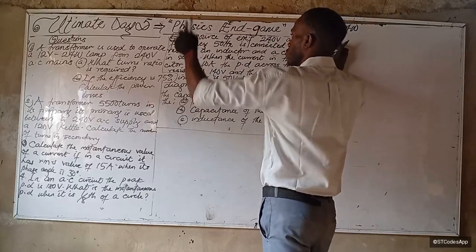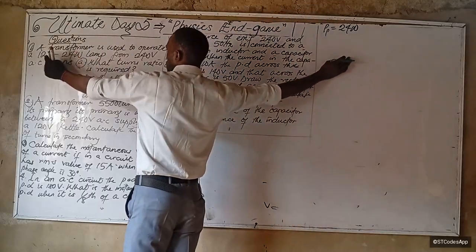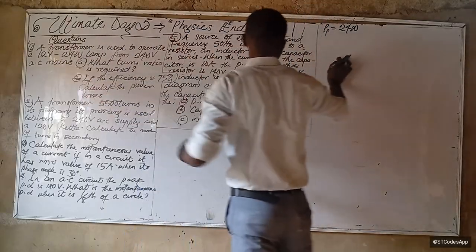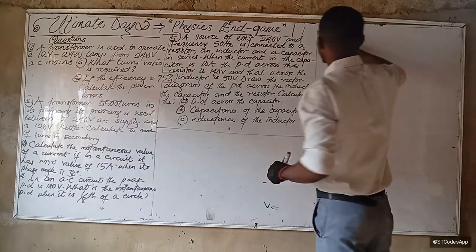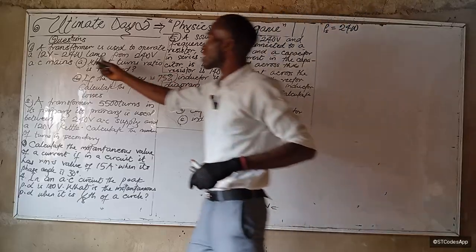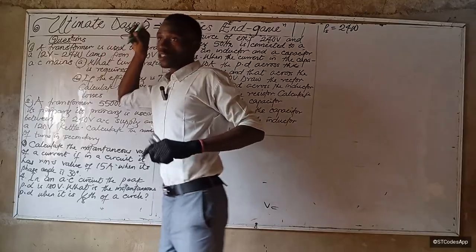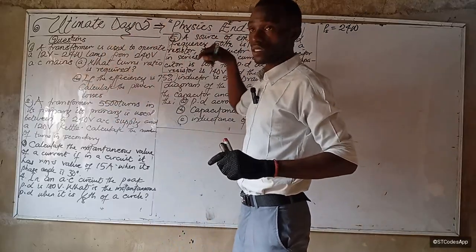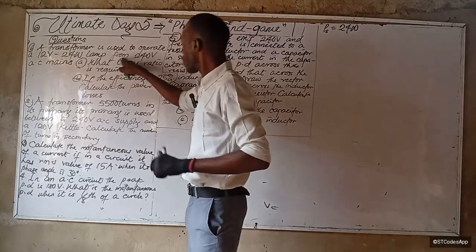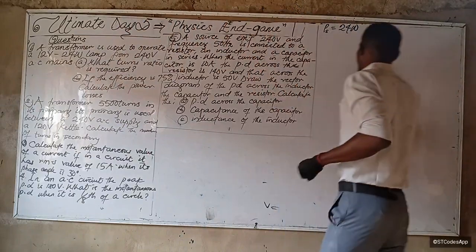A transformer is now used to operate this 12 volts lamp. So it means it's the power to the secondary, because this lamp is the load. The source of the transformer is from the 240 mains. Is that okay? Let's draw the diagram of that.